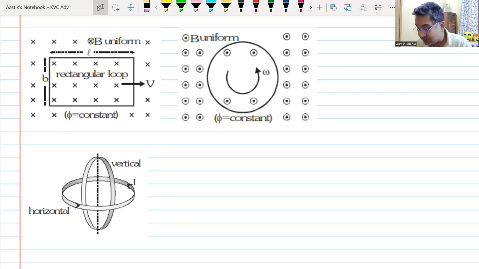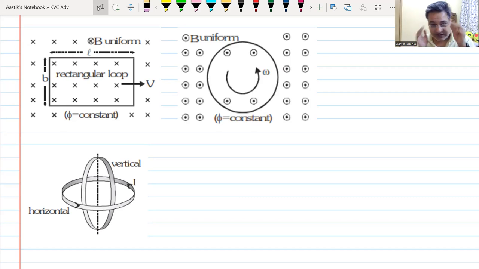More than 99% of the questions would come from this part that we have done today. For the rest, we have also seen how we can change flux by changing the angle between the coil and the magnetic field. This is how most of your alternating current is produced that you get in your homes. You have a coil that rotates in a magnetic field and you get induced EMF, AC EMF, alternating EMF, and that produces alternating current. In the next class, we will see flux is NBA cos theta. We have changed theta. Now, in the next class, we will change A. What do you mean by A? Area. We'll change the area first.